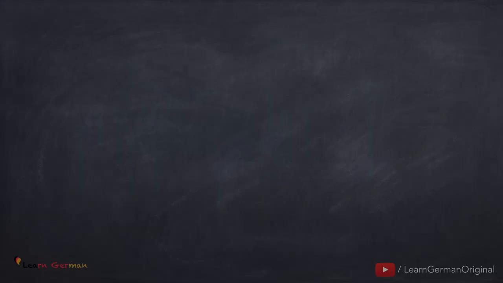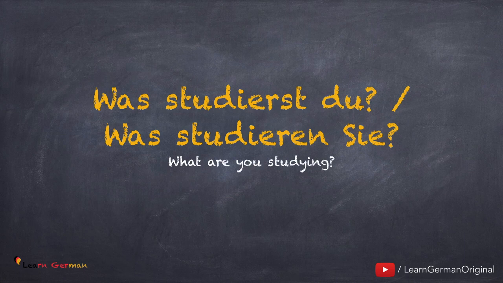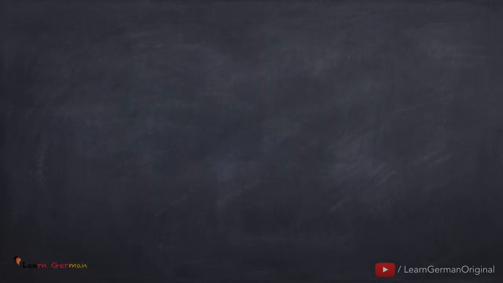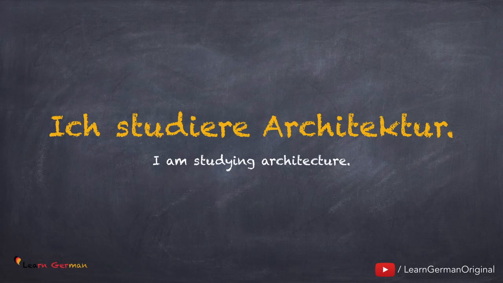Now let's see how to ask and talk about what you're studying. Was studierst du? In formal situations, you would ask, Was studieren Sie? If you want to learn when to use du and when to use Sie, you can watch our video on the same. The link can be found below in the description. The answer to this question could be, Ich studiere Architektur. You can replace Architektur with the subject that you are studying.